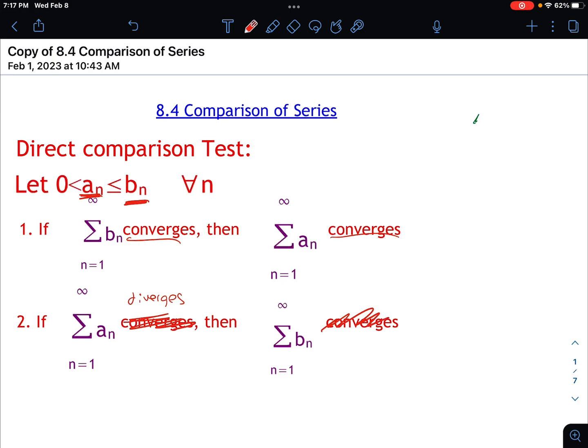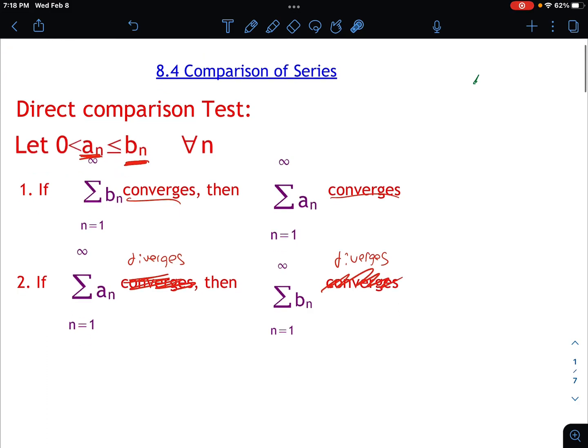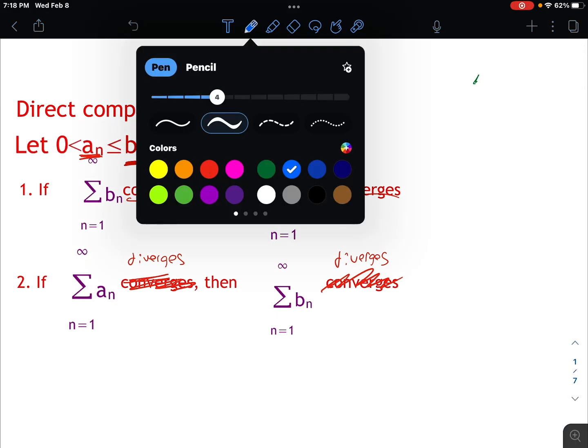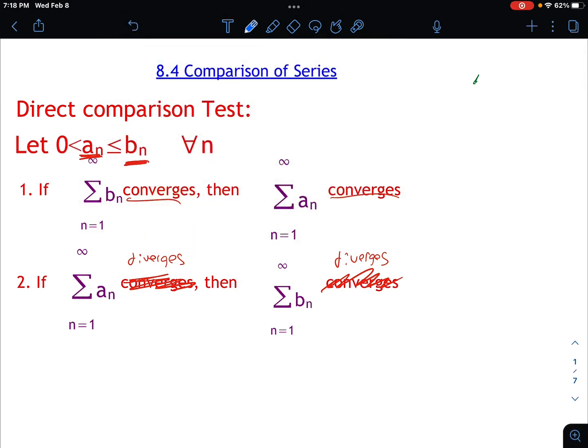A little bit of a typo here on my behalf. Okay, so it works one of two ways. If the outside converges, then the smaller one must also converge. If the inside one you're comparing it to diverges, then the outside one must also diverge. And that's the basic concept. Here's the first little example that I'm going to show you guys.